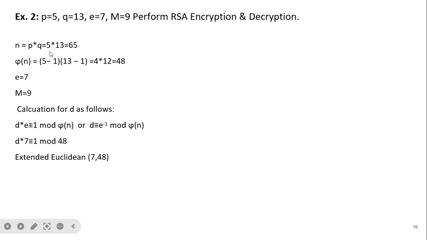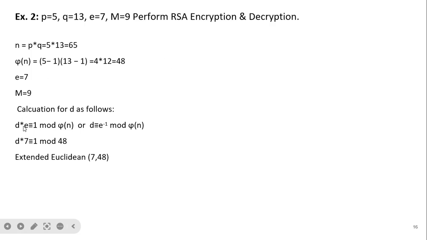So when a number is prime, Euler's totient function is nothing but that number minus 1. So therefore it is 5 minus 1 into 13 minus 1, which is equal to 48. Now E equal to 7, that is nothing but the public key. Now we need to choose the private key. All these operations are performed at the receiver side when the sender wants to send the message to the receiver.